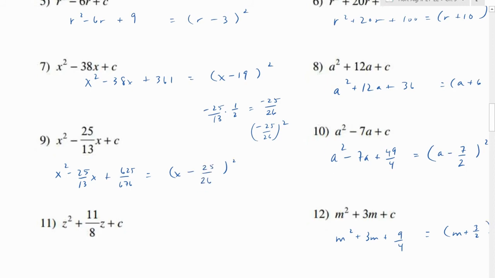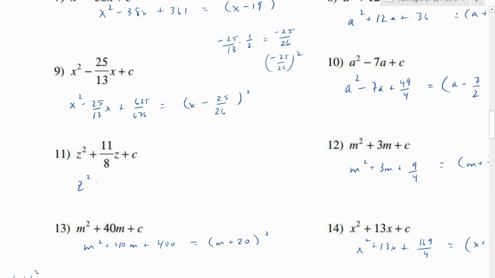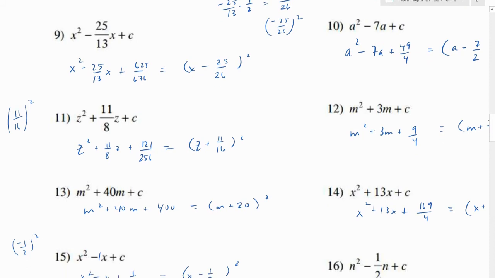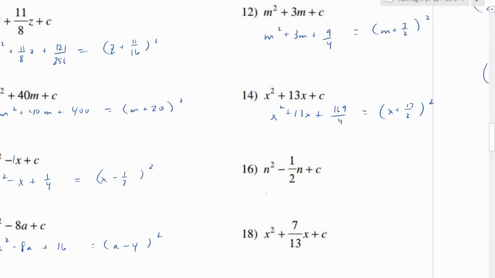This one, z squared plus 11/8 z plus what makes a perfect square? Well, half of 11/8 is 11/16. Square that. That's 121/256. And then half that again, 11/16. Here's one. n squared minus a half n plus what makes this a perfect square? Half of negative 1/2 is negative 1/4. Square that, 1/16.